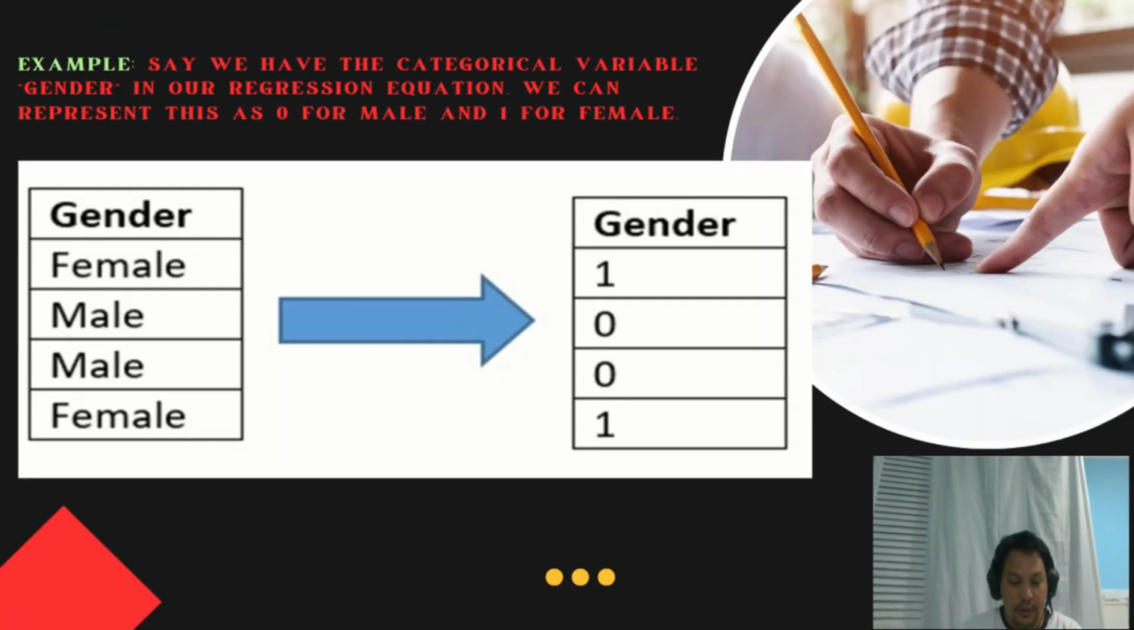As you can see in the sample, we have a gender of male and female, and it is being dummy coded or changed by number sign. Say we can have the categorical variable gender in our regression equation, and the numbers represent the dummy. This is 0 for male and 1 for female.